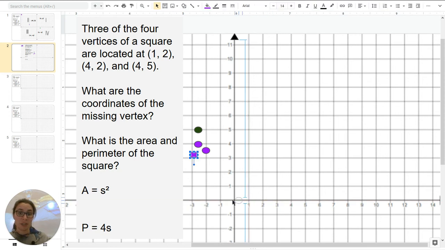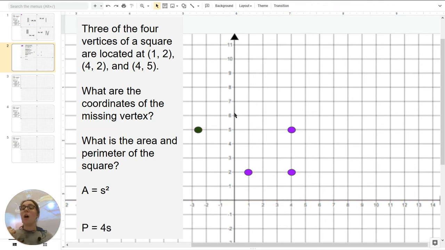So let's go ahead and place these. 1, 2. I'm going to start at 0, go over 1 because that's my x coordinate, and then up 2, because positive 2, over, then up. Next, 4, 2: start at 0, 0, over 4, up 2. And 4, 5: start at 0, 0, over 4, up 5.